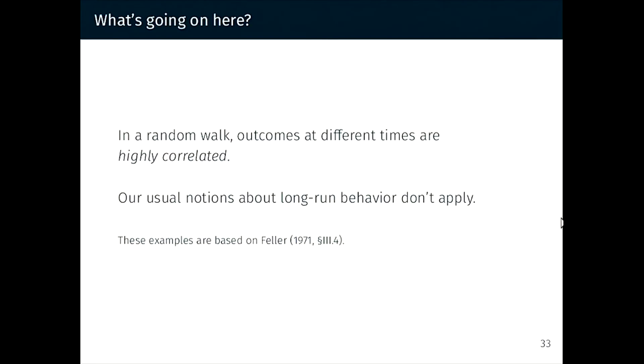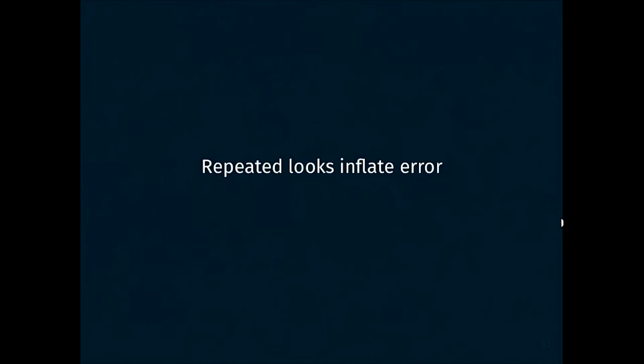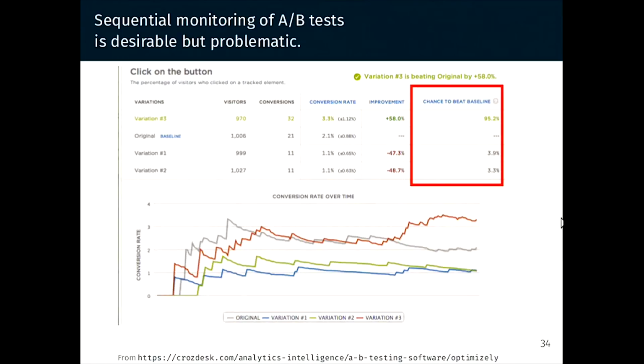Okay, so that's random walks, that's fun. And now let's talk about repeated looks. So our last important lesson about A/B testing: repeatedly looking. Here's a screenshot of the dashboard for a popular commercial A/B testing platform out there called Optimizely.